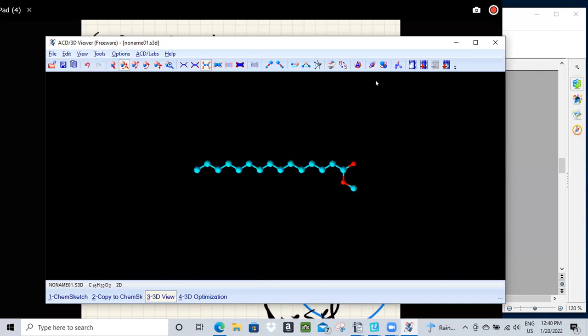Okay. Now, come over here where it says 3D optimization. What this does, it's going to arrange your molecule in the least energetic conformation. You don't know what that word means yet, conformation, but you will. Okay, so here it is in the least stressful 3D conformation.